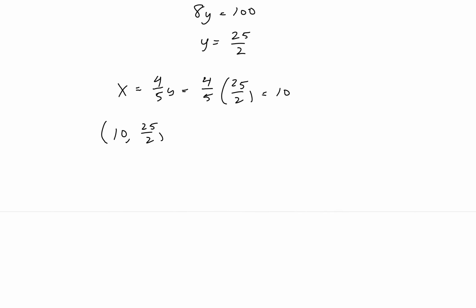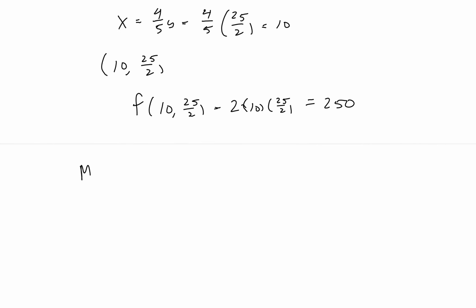So notice the value of our function at this. Remember, our function was 2xy, so this is 2 times 10 times 25 halves. So this is 250. So at this point, we know from our method that this is either a maximum or a minimum. So is this a max or min?